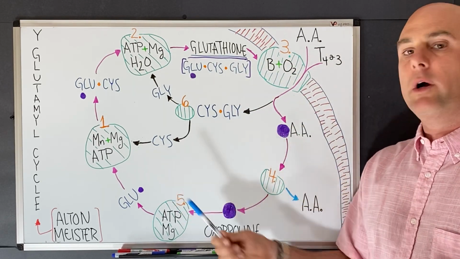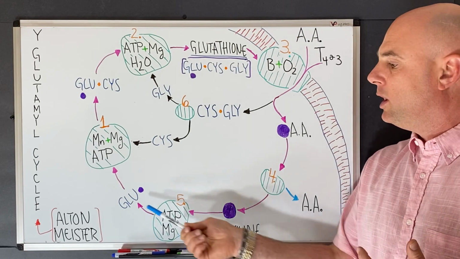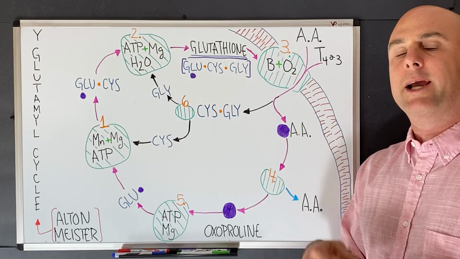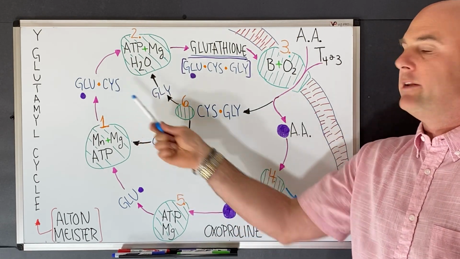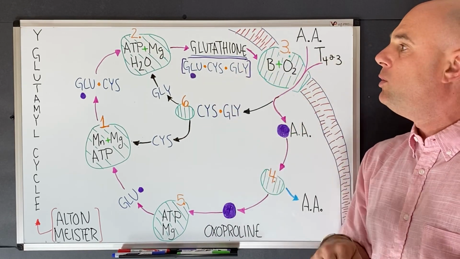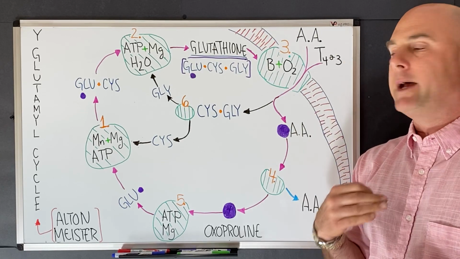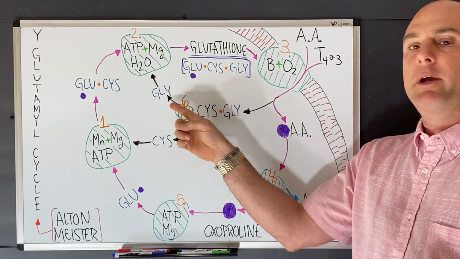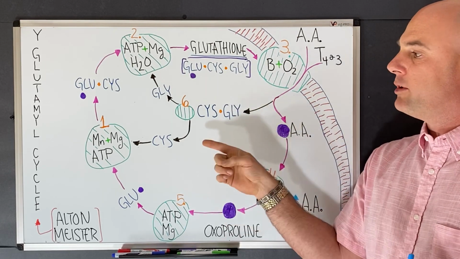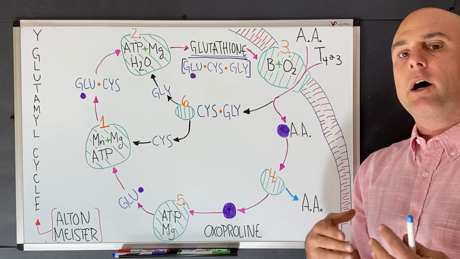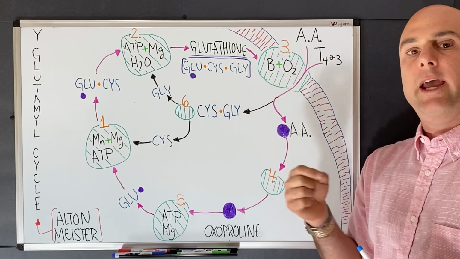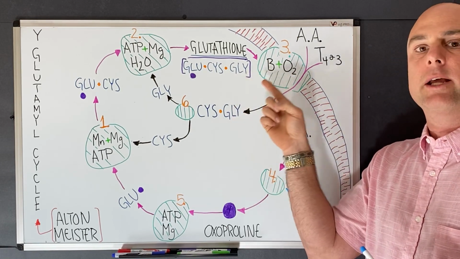So again, enzyme 1, this is part of the synthesis of glutathione, taking the amino acid glutamate as well as the amino acid cysteine and forming a dipeptide bond of glutamate and cysteine. That dipeptide goes to enzyme 2, which requires water, magnesium, and ATP, and that's where it picks up a glycine amino acid, and that's what creates our glutathione for us. So it's enzyme 1 and enzyme 2 that are the two enzymes that synthesize glutathione. Now, glutathione is a tripeptide of glutamate, cysteine, and glycine.